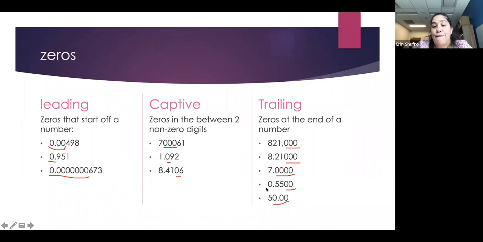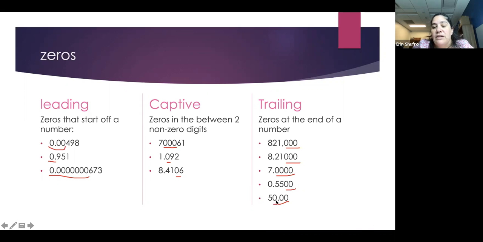0.5500. The first zero is a leading zero. It's not important. The last two zeros are trailing zeros, and they count if there is a decimal point. Well, there is a decimal point, so they count. So we have 1, 2, 3, 4 digits of significance. The two fives and the last two zeros.